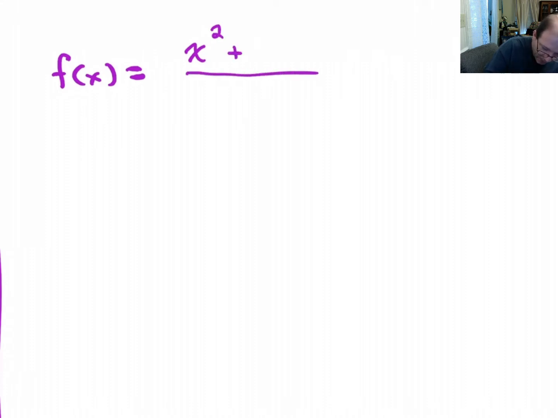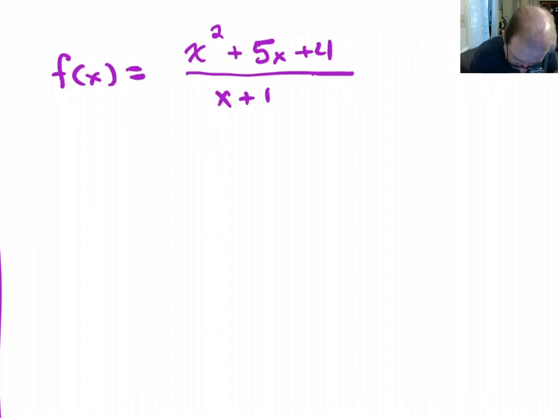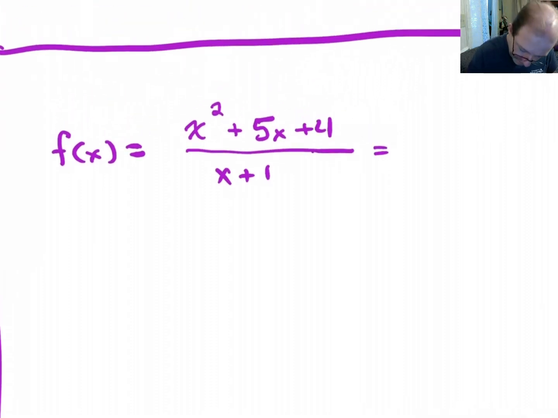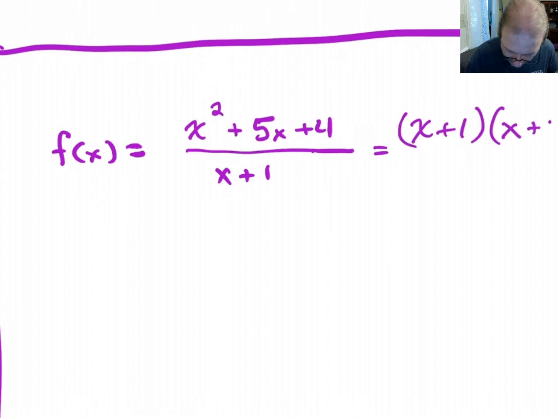Well, let's say you have the graph, the function f of x equals, I'm making this up as I go, on the bottom I'm going to have x plus 1, and on the top I'm going to have x squared plus 5x plus 4. Now if you look at this, you can factor it into x plus 1, x plus 4 on top, and then just x plus 1 on bottom.